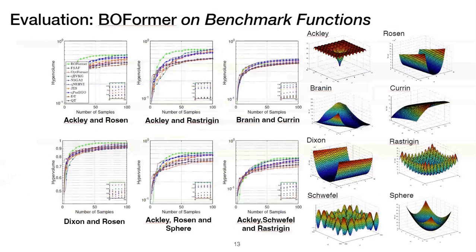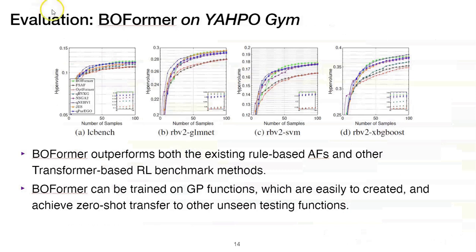The empirical result consists of many combinations of benchmark functions. We can see that BOFormer performs well, especially on non-smooth functions, like Ackley, Rastrigin, and Schwefel. We also evaluate BOFormer on HPO-B. Based on this result, BOFormer can achieve few-shot transfer to other unseen testing functions.